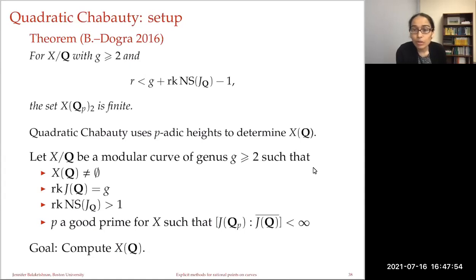And we are working with a kind of good reduction for the curve such that the index of the p-adic closure of the Jacobian's rational points inside of J(Q_p) is finite. And if we have those hypotheses satisfied, well, we'd like to then press a button and compute the set of rational points using quadratic Chabauty.